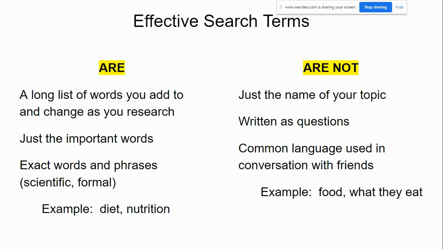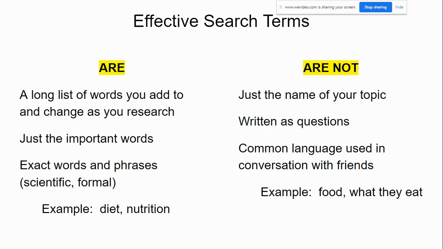This is not going to be common language that you might use in conversation with friends. You need to be more scientific and formal for this project in order to find the level of information that you need. And I have two more examples that are more specific formal language: diet and nutrition instead of food and what they eat. You want to use the kind of words that scientists who are researching it are going to be using in their research to understand it.